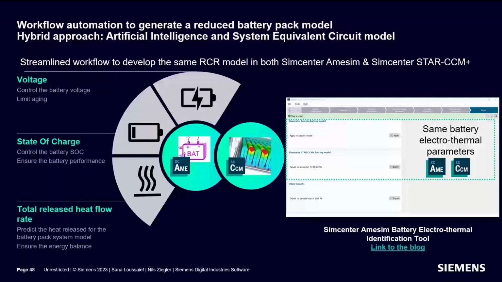Now, regarding the system equivalent circuit model, which is a battery pack model in SimCenter AIMSIM, the workflow to develop this model is more than convenient. This is thanks to the common SimCenter battery electrothermal identification tool. This tool automatically identifies the battery electrothermal parameters for both SimCenter AIMSIM and SimCenter StarCCM+. So we just need to hit the button here to generate the same equivalent circuit parameters for both SimCenter tools. And I put on the slide here a link to a blog which explains and gives more details about this battery electrothermal identification tool.